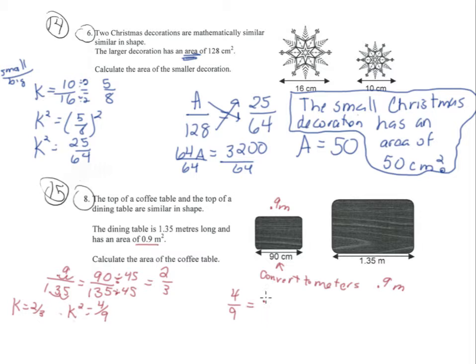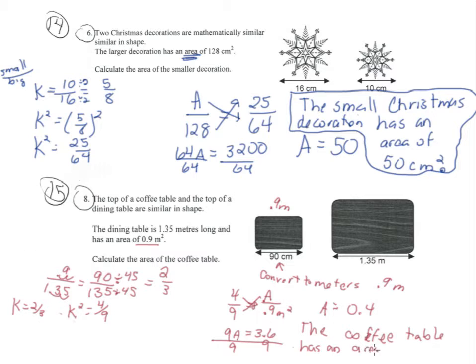So I set 4/9 equal to, now 0.4 represents the smaller object, so that's A, what I'm trying to find, over the larger dining table, which is 0.9 square meters. I'm going to cross multiply, solve for A. Now that I know that A is 0.4, I'm going to write my sentence to say that the coffee table top has an area of 0.4 meters squared.